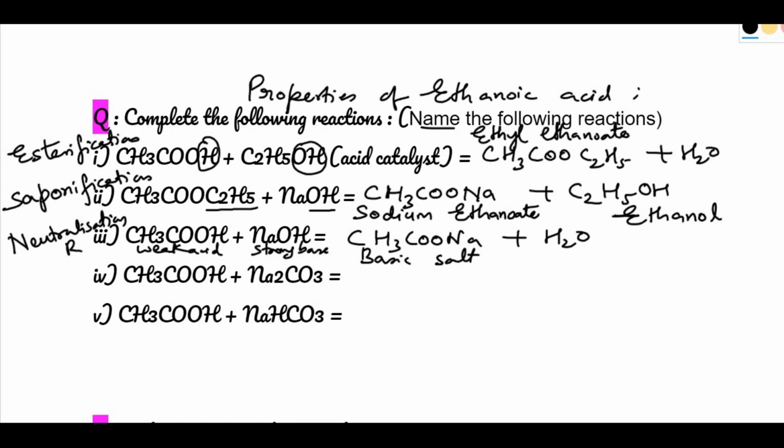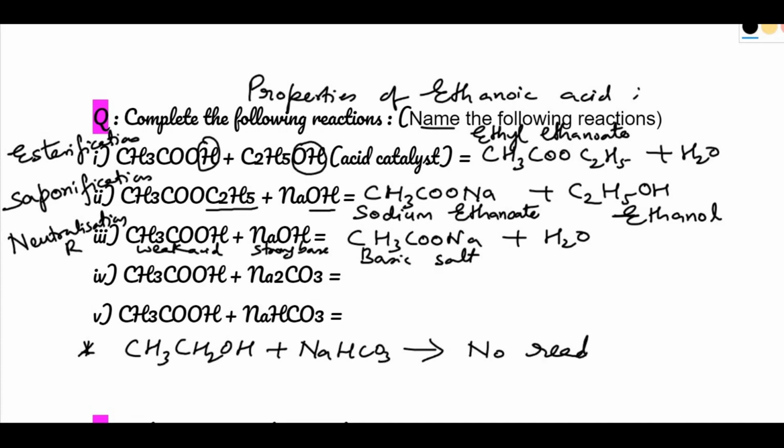Then ethanoic acid with sodium carbonate, and ethanoic acid with sodium bicarbonate. Here I want to mention one point: CH3CH2OH, that is alcohol, plus sodium carbonate or sodium bicarbonate is no reaction. Sometimes the question comes, what is the test to differentiate ethanoic acid and ethanol? Ethanoic acid reacts with sodium carbonate or sodium bicarbonate to give carbon dioxide and water, but ethanol doesn't react with sodium carbonate or sodium bicarbonate.